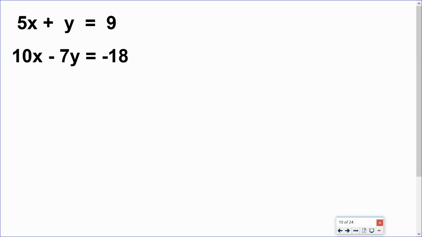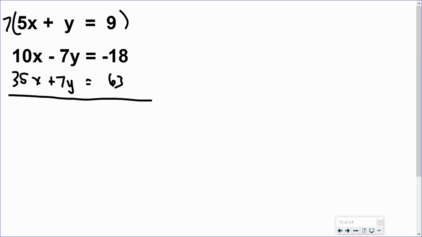Now, there's two values here that I can see that make sense to get rid of. I'm going to choose to multiply the top one by 7. Okay, now I multiply everything in that top by 7. So 7 times 3 is 35x. 7 times positive 1 is positive 7y. And 7 times 9 is 63.